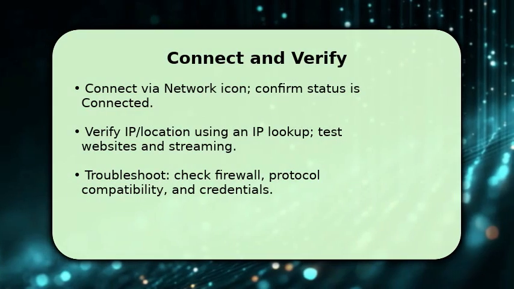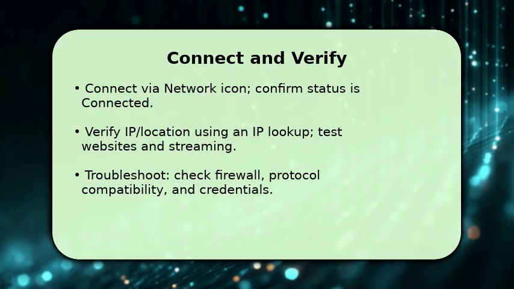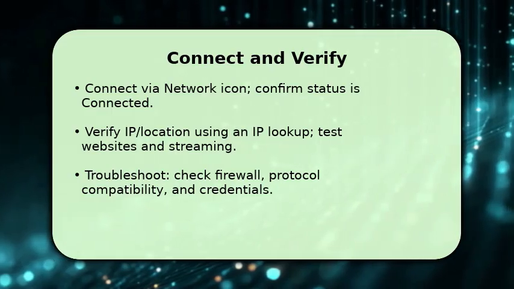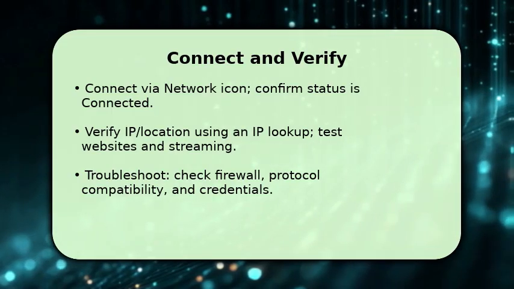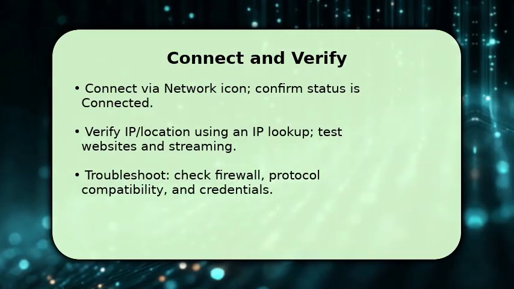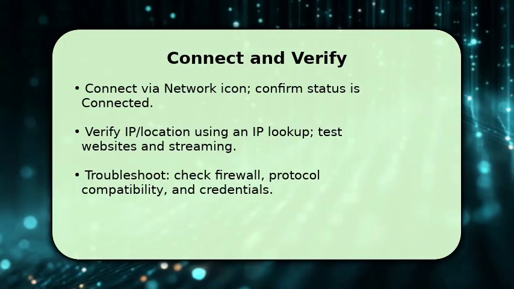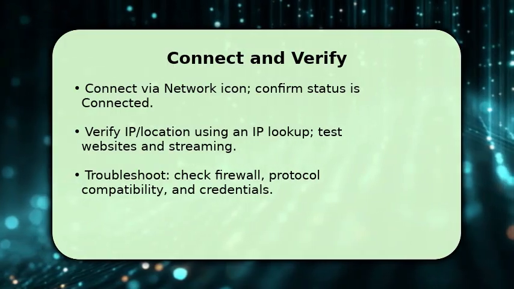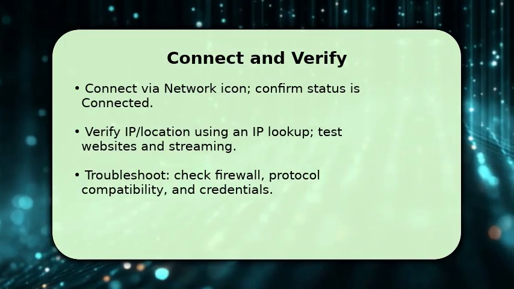To finish, click the network icon in the system tray, select your new VPN connection and press Connect. Once it shows connected, verify the VPN is working by checking your public IP and location using an IP lookup, and then test access to websites or services that were blocked previously.